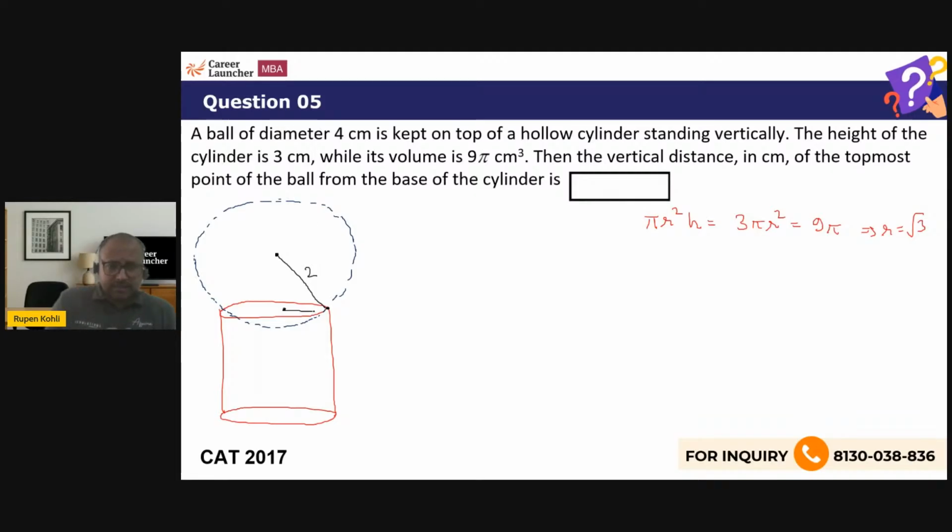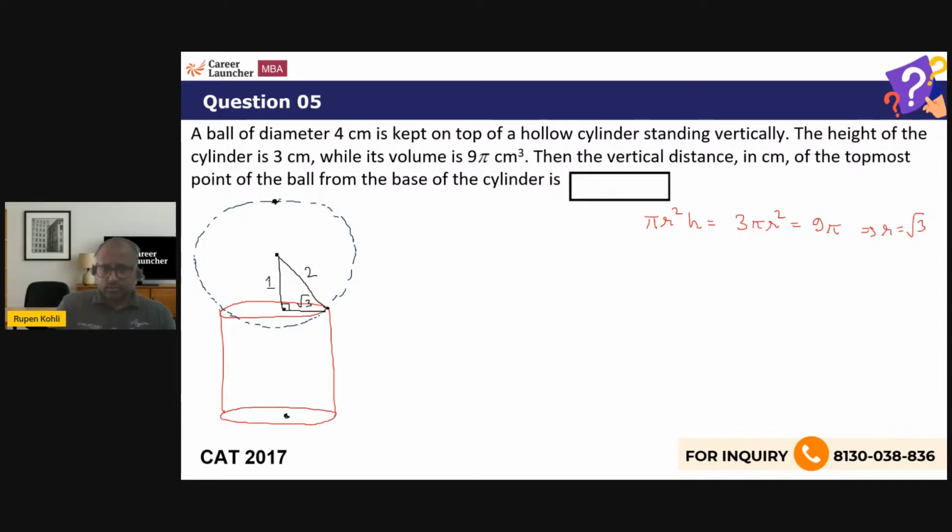This being the radius of the cylinder, root 3, right? So therefore, this is obviously a right angle triangle over here. This is root 3, this is 2, this is simply 1, right? I think the problem is pretty much done. You're looking for the distance between this topmost point of the ball and this base of the cylinder. The other two things that are left, you easily know.